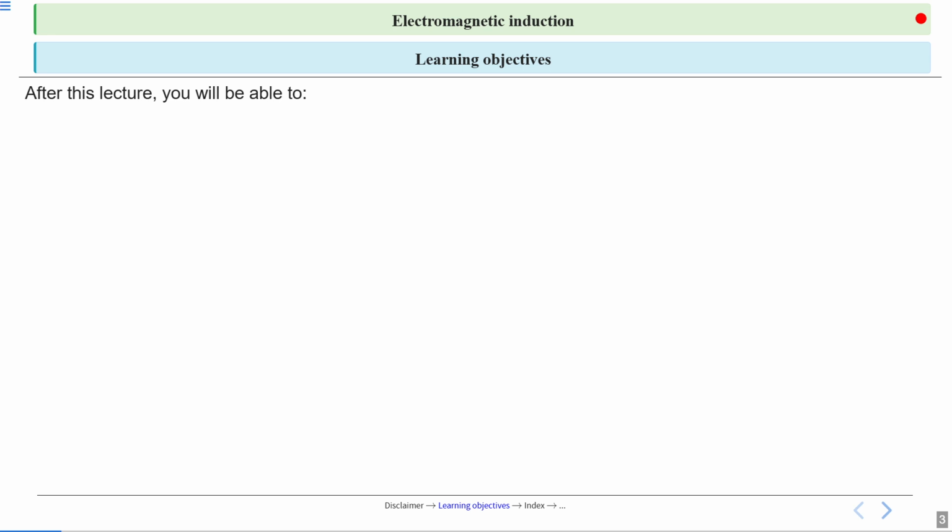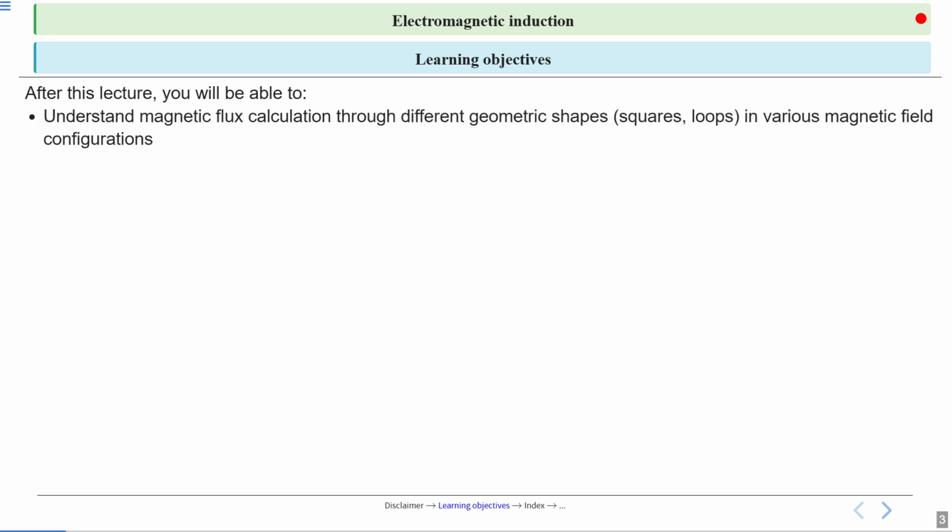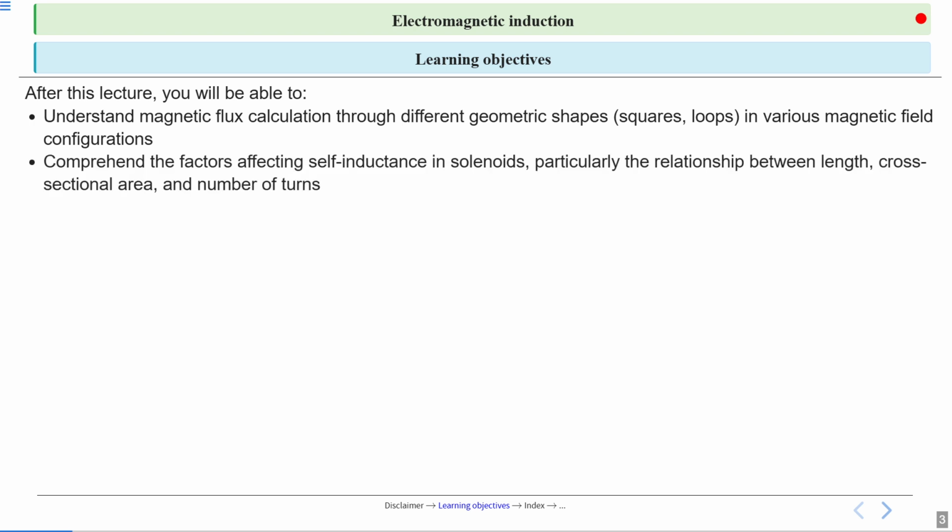Learning objectives. After this lecture you will be able to understand magnetic flux calculation through different geometrical shapes, squares, loops in various magnetic field configurations. You will be able to comprehend the factors affecting self-inductance in solenoids, particularly the relationship between length, cross-sectional area and number of turns.